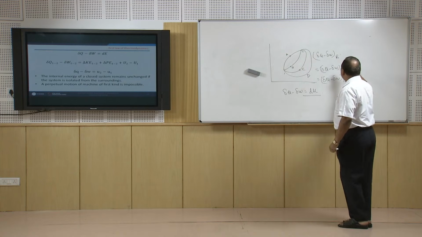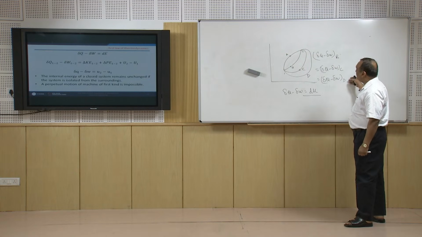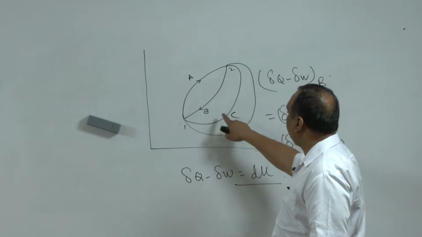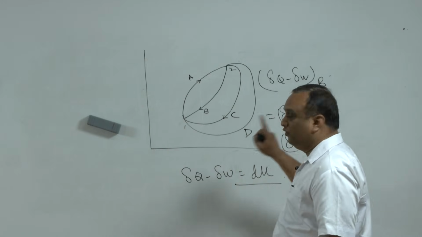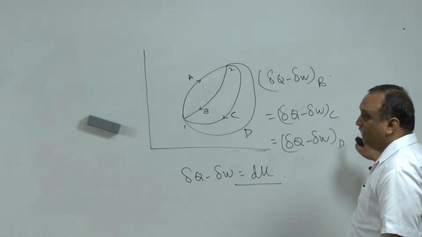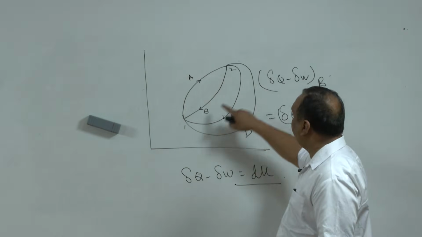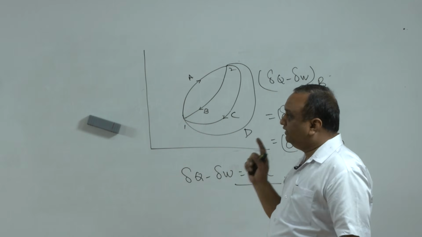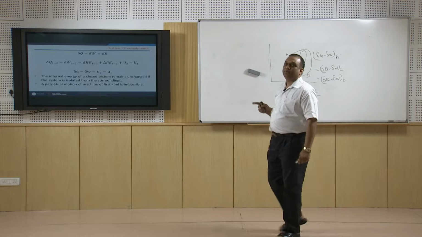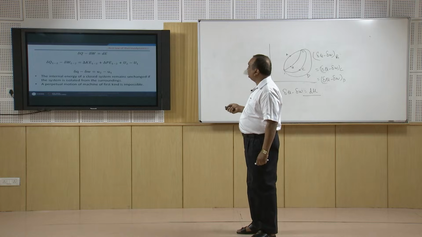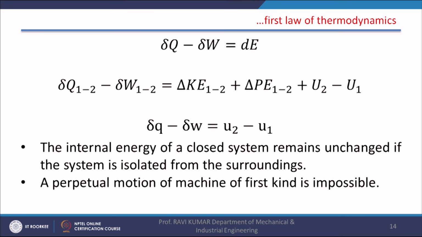Because these three expressions are equal, irrespective of whether you choose path B, path C or path D, you will get the same value. It means this change in value is independent of the path you have chosen to go from state 2 to state 1, and this value is nothing but the property of the system, and this property is the internal energy of the system. So, the internal energy of a closed system remains unchanged if the system is isolated from the surroundings. It also says that a perpetual motion machine of the first kind is impossible.